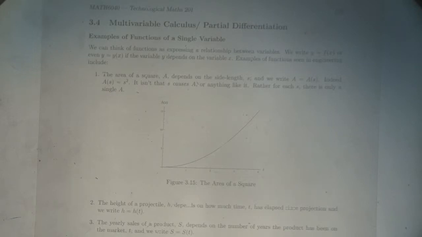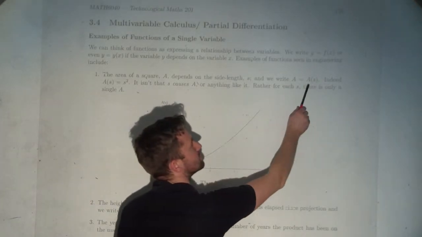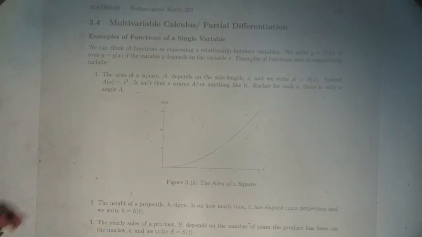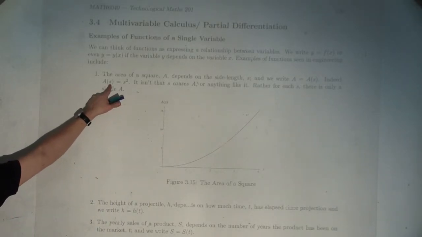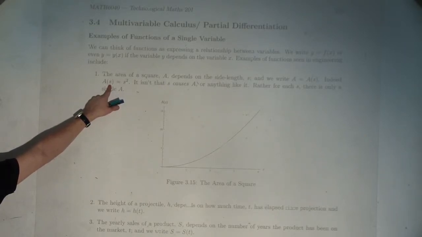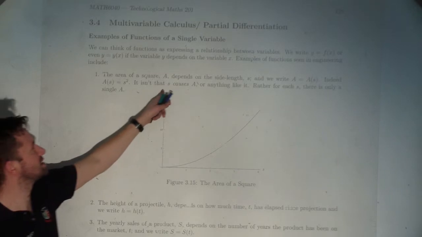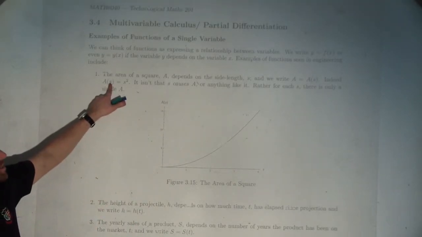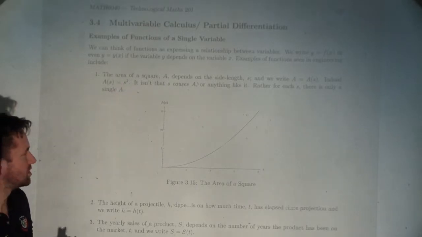Okay, so let's see what we're looking at. The things that we've been studying, actually not in this module but in your previous module, were functions of a single variable, and in engineering you can think about them as relationships between variables. For example, there's a relationship between the area of a square and its side length, and you can say that the area is a function of the side length. In fact, the area of a square, the S there not standing for square but for the side length, is the side length squared. It isn't that the S causes A or anything. The important thing is that for each value of S, there is a single value of the area. So that's what a function is.